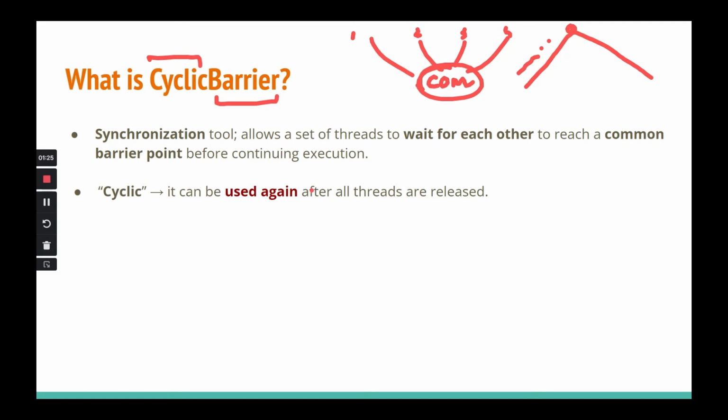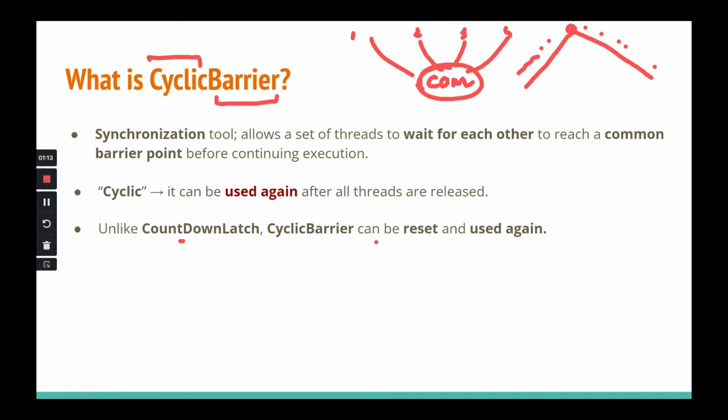Why is it called cyclic? Because this particular barrier can be used again after the threads are released. It's something like all your friends come down and then you again try to climb up. Unlike CountDownLatch, CyclicBarrier can be reset and used again. So that is why it is like a cyclic rotation. In the case of CountDownLatch, it was a one-shot process only. You cannot reset the latch or the countdown value.